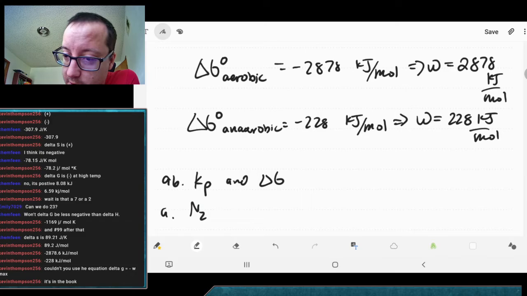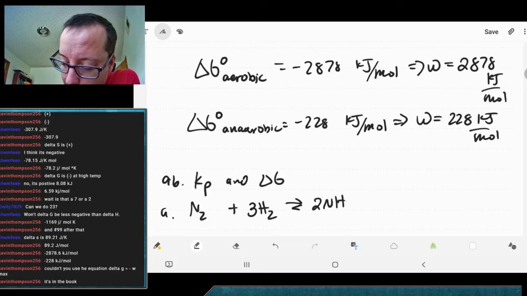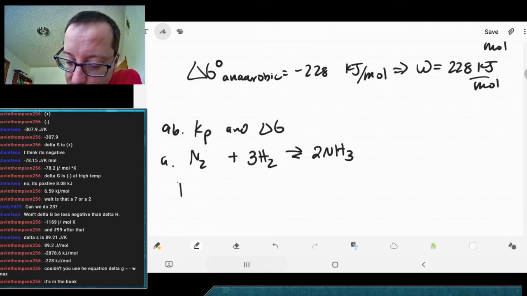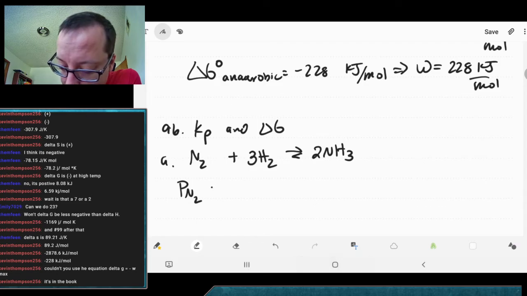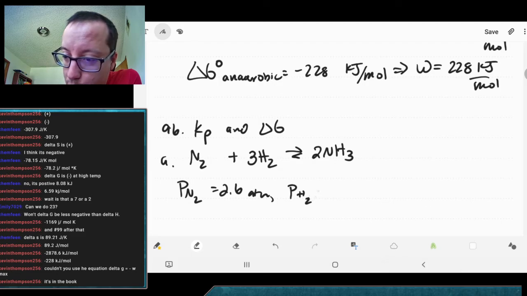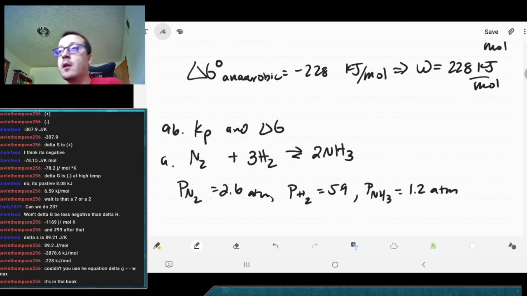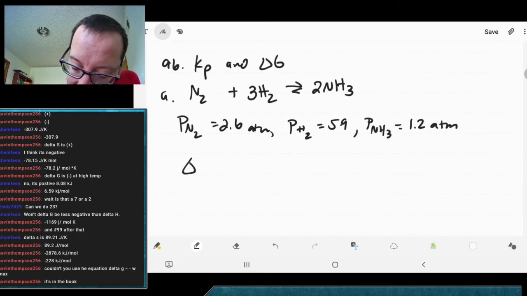We have nitrogen. Oh my gosh, it's our favorite reaction of all time. And it's telling us we have these partial pressures. And then we have our ammonia. This is 1.2 atm. All right, so with this one, we have two things to calculate, Kp and delta G. So we're going to be looking at two different things, right?